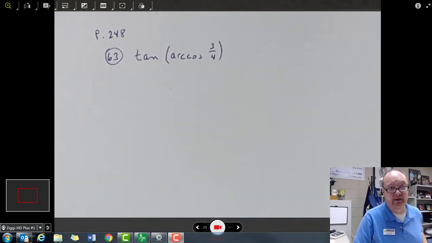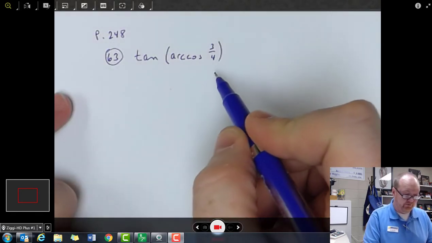Just finding those values, positive or negative. Always keep in mind that cosine is the oddball. On any inverse cosine formula, you're always going to get a positive angle regardless. The quadrant determines positive and negative. For sine and tangent, again, you may get a positive angle, you may get a negative angle. So let me jump to number 63, the tangent of the inverse cosine of 3/4.